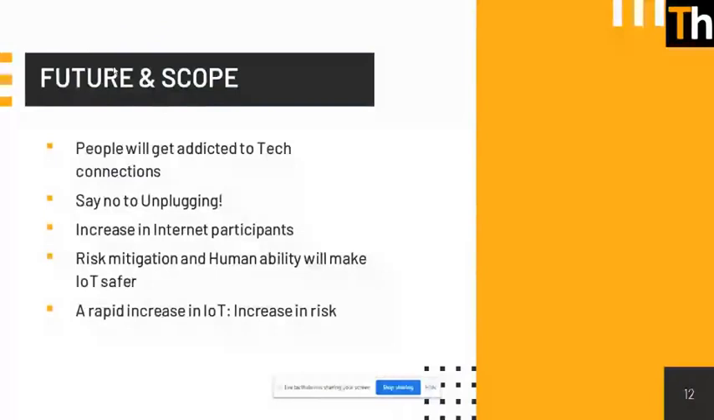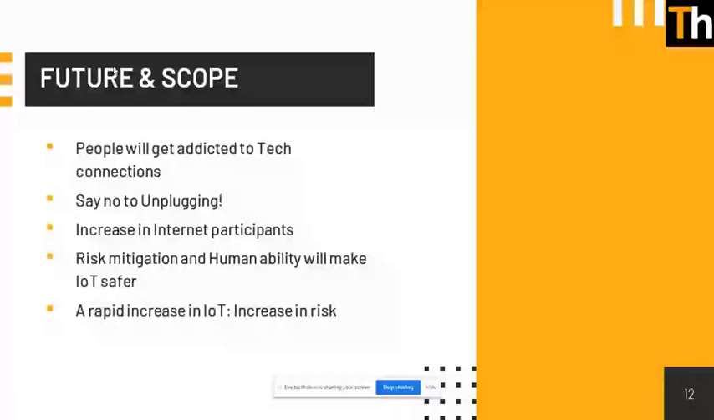Next one, risk mitigation and human ability will make IoT software, right? So human ability may be decreased. When we have IoT devices in large numbers, human ability will get decreased, right? So that is the risk of this factor. Maybe humans may convert their technical knowledge into scientific knowledge, so they can survive in the world, right? That's what I'm going through in the presentation.